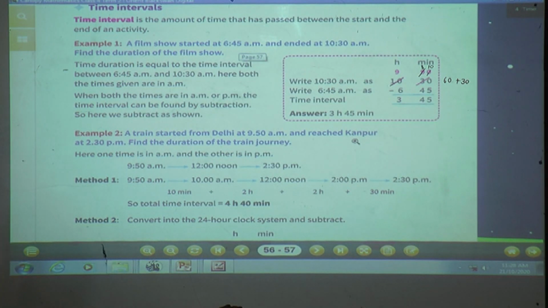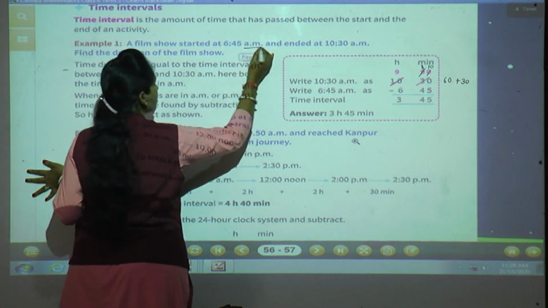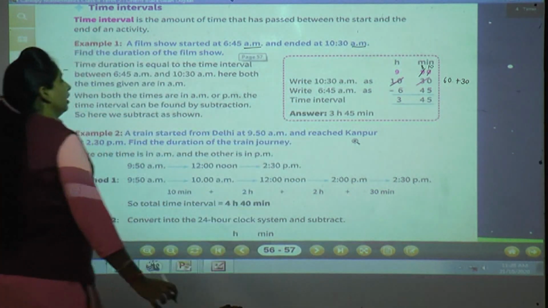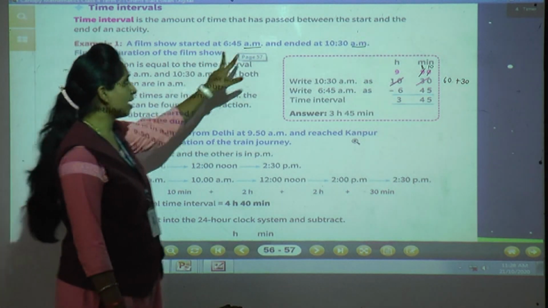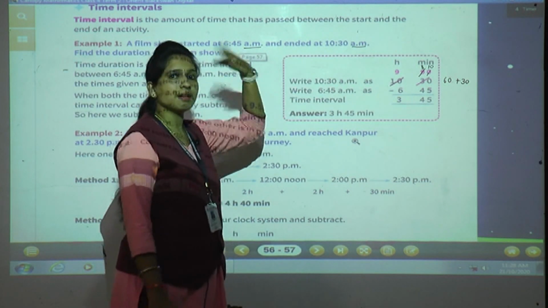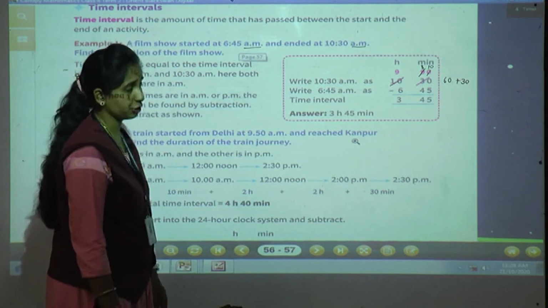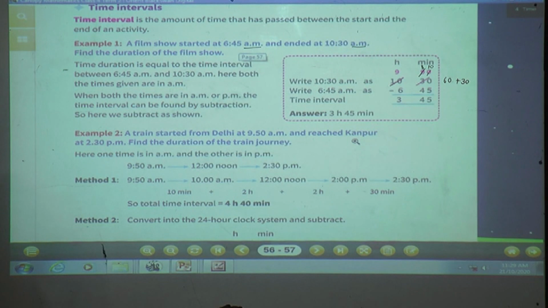Are you getting it? I'll repeat once again. So the time duration is equal to the time interval between 6:45 a.m. to 10:30 a.m. Here both the times are given in a.m. only. See here, when both the times are in a.m. or both in p.m., what do you have to do? You have to go by subtraction. Clear? Yes. Now next example.